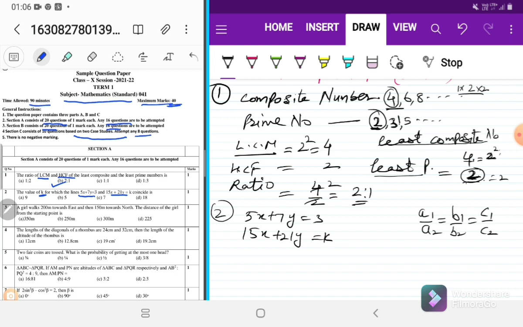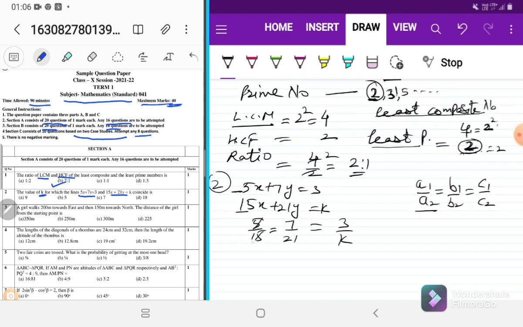So what is my a1, a2? My a1 is 5 and a2 is 15. So I can write 5 upon 15, my first condition. Then b1 upon b2 is 7 upon 21. And then c1 upon c2 is what? 3 upon k. Okay, you got it? So now, 5 ones are 5, 5 threes are 15, 1 by 3. 7 ones are 7, 7 threes are 21. So I have now 1 by 3 is equal to 1 by 3 is equal to 3 by k.